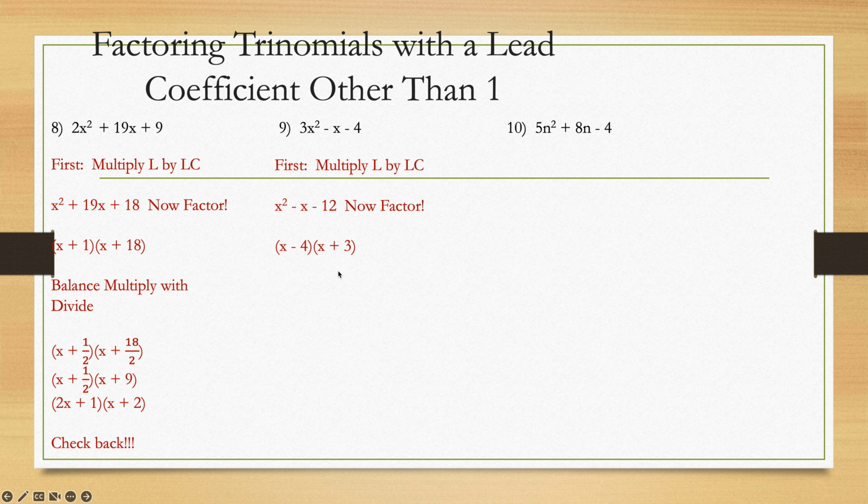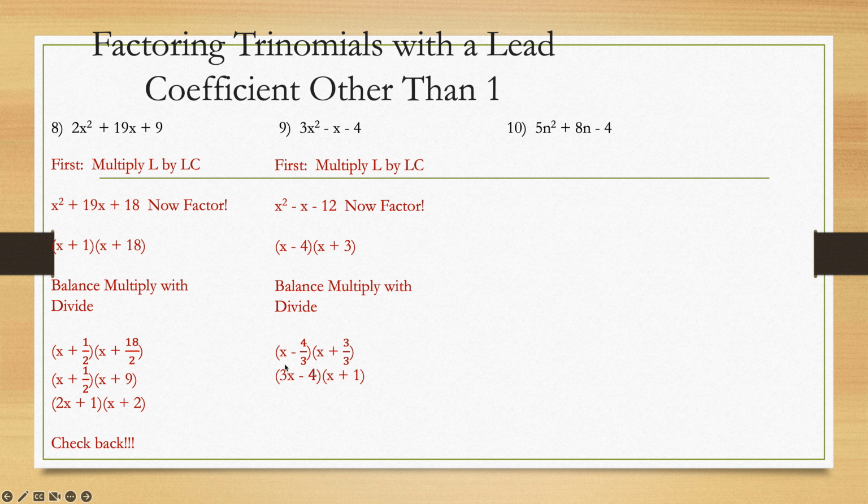Since I multiplied by 3, I have to divide back by 3 and balance it out. So x minus 4 thirds times x plus 3 over 3. 3 over 3 reduces to 1, and elementary school trick, 3x minus 4. If I check back, it will definitely work.